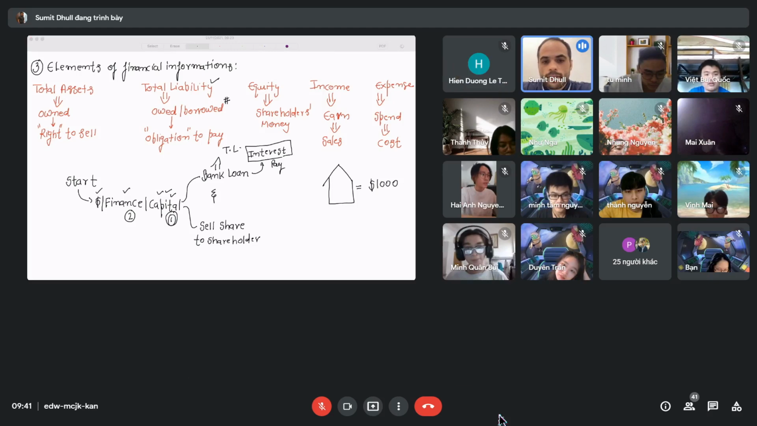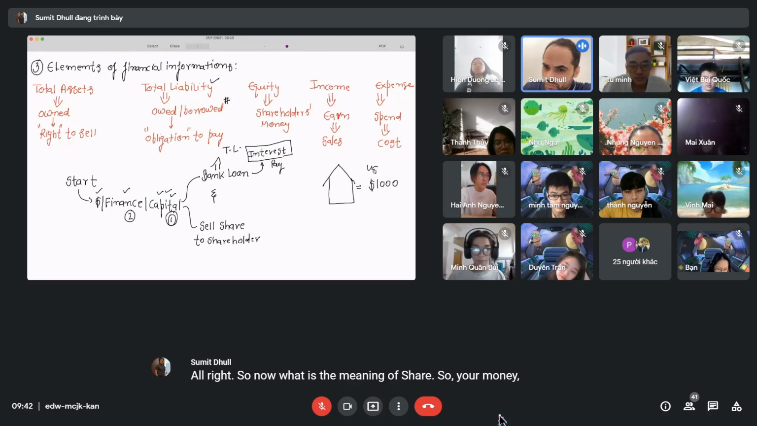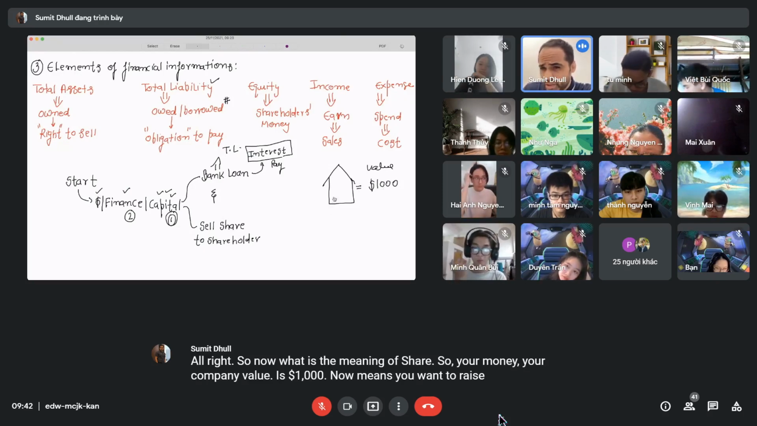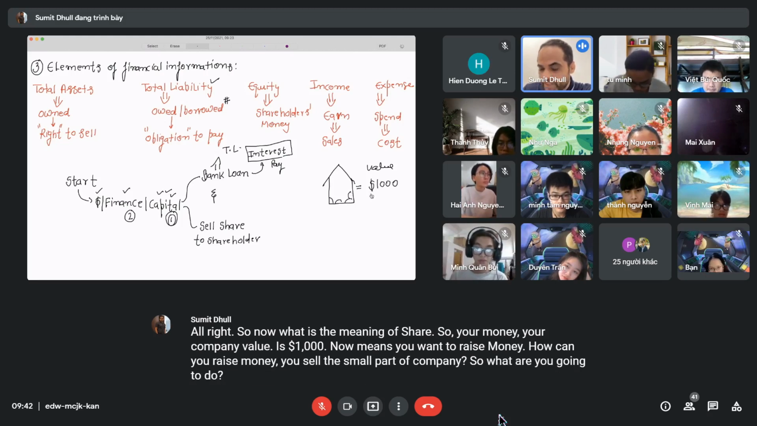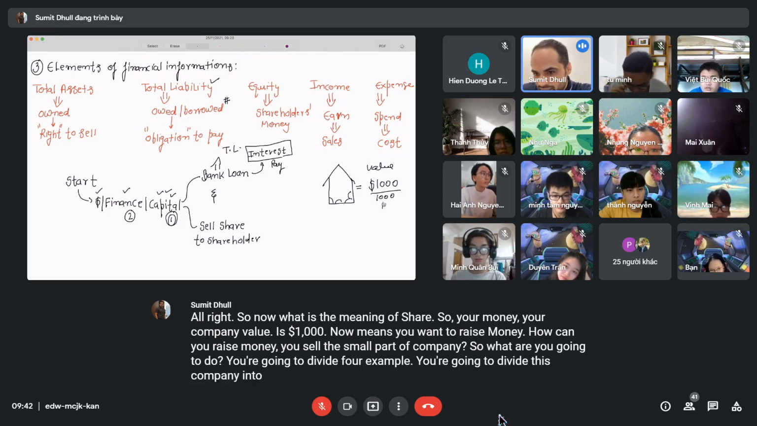All right. So now, what is the meaning of share? Your company value is $1,000. Now you want to raise money. How can you raise money? You sell a small part of the company. So what are you going to do? You're going to divide this company into, for example, 1,000 parts.